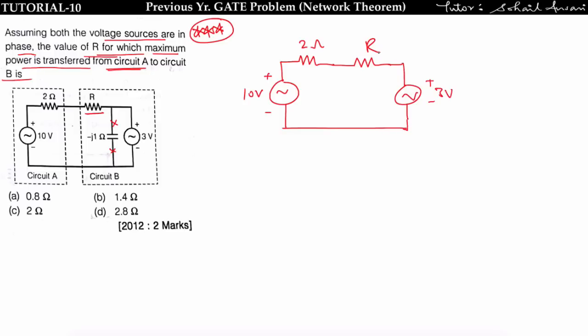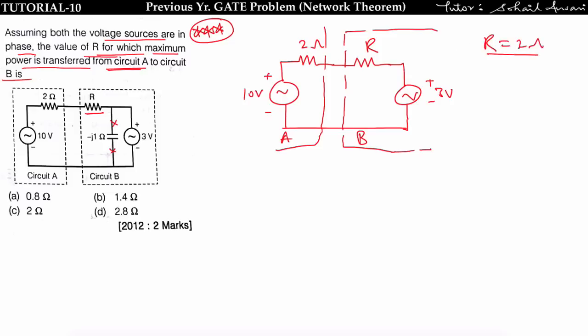Now see, this whole circuit, means this is circuit B. We have to find the maximum power transferred from circuit A to circuit B, means this whole circuit is acting like a load. Only R is not acting like a load. If only R is acting like a load, then no problem, the value of R will directly be equal to 2 ohm. But here whole circuit B is acting like a load, so we cannot find R directly. We have to go with the normal approach.